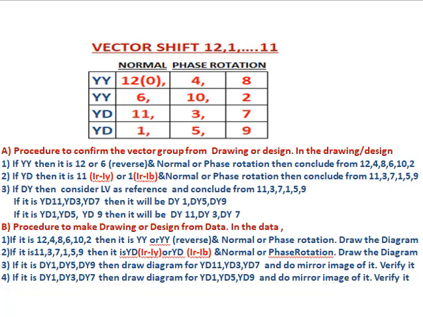Vector shift 12 o'clock, 1 o'clock, 2 o'clock up to 11 o'clock. You see this table. Left side YY, YY, YD, YD is written. In the top, normal and phase rotation is written here. If we take YY as normal, it is YY0. If any phase rotation has happened, then it is YY4 or YY8.